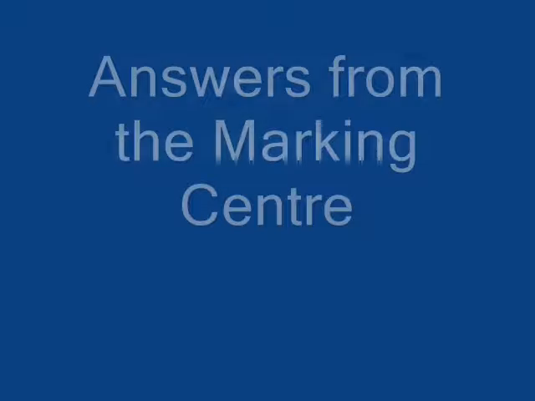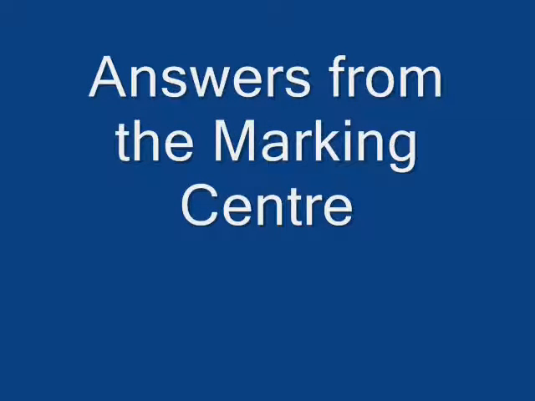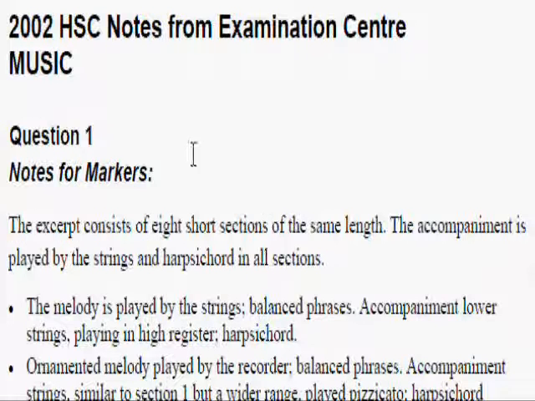Alright, so here are the actual answers from the marking centre. The excerpt consists of 8 short sections. Got it. The accompaniment is played by the strings and harpsichord in all sections. Got it as well. So as an examiner is looking at these answers and then looking at yours, straight away it's so easy to mark. The melody is played by the strings, balanced phrases, that's something we missed, we could have added. Accompaniment, lower strings, they've even called them lower strings.